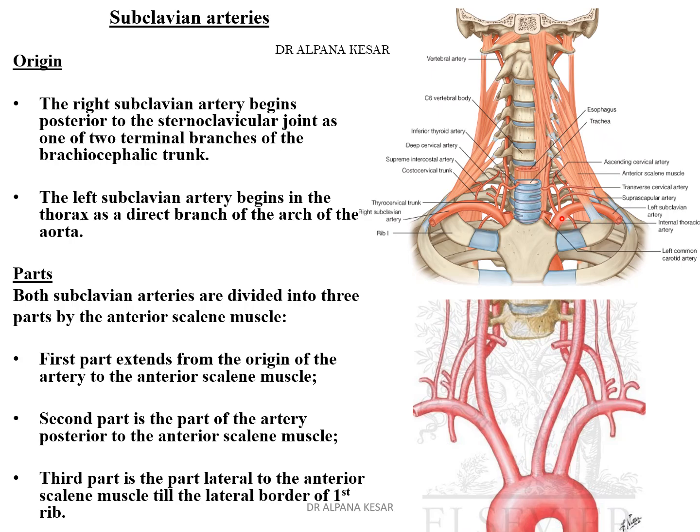The first part of the subclavian artery is that part which lies medial to the anterior scalene muscle. It extends from the commencement of the subclavian artery till the medial border of the anterior scalene muscle. The second part is that part which lies behind or posterior to the anterior scalene muscle. And third part is the part which lies lateral to the anterior scalene muscle, that is from the lateral border of the anterior scalene muscle till the outer border of the first rib.